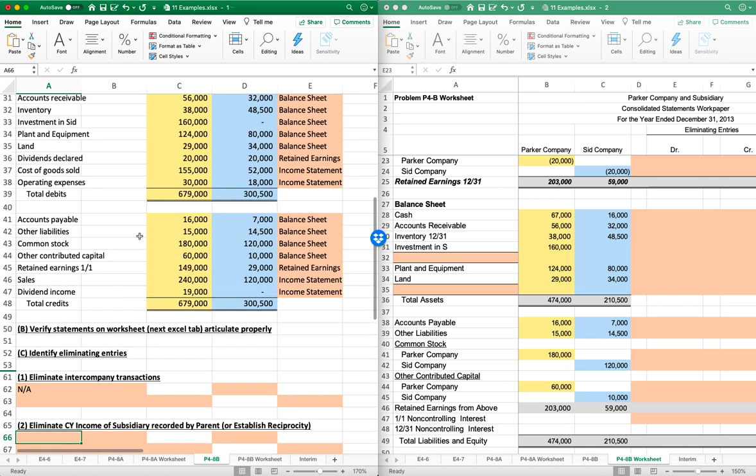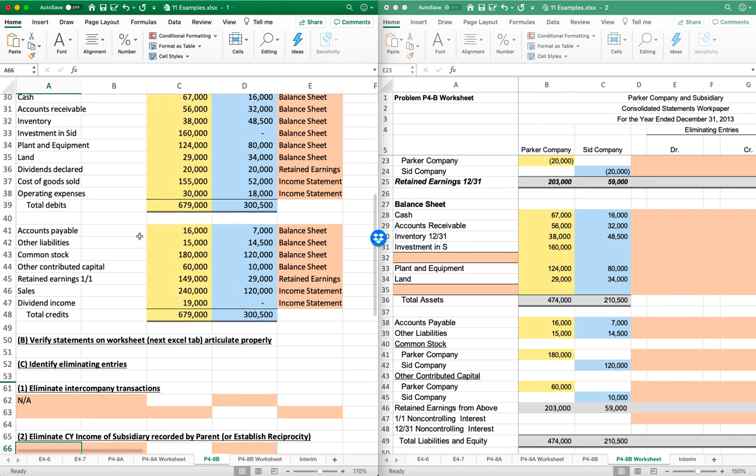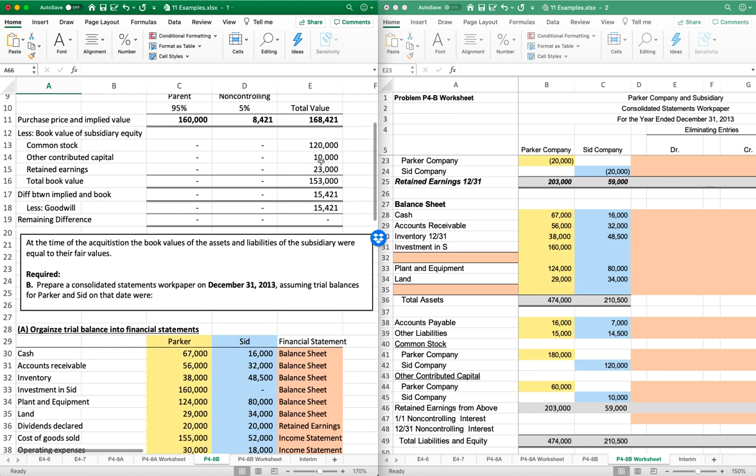So the first thing we need to know is whether the subsidiary's retained earnings has increased or decreased since the date of acquisition. So on the date of acquisition, the subsidiary had retained earnings of $23,000.